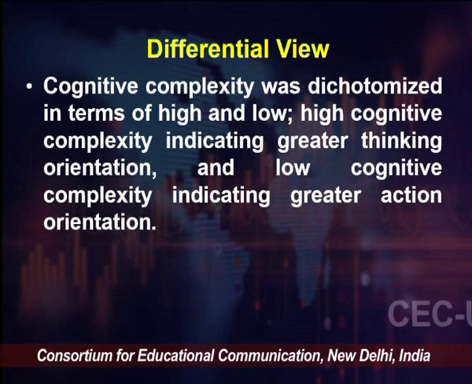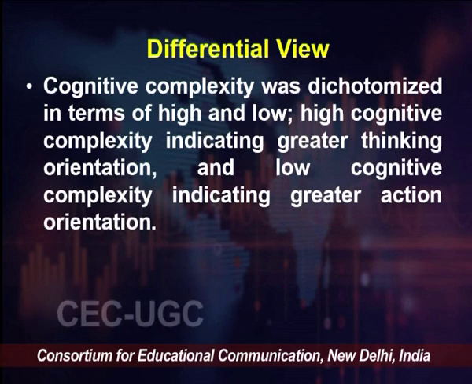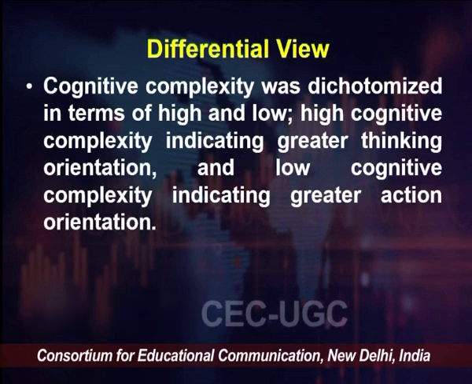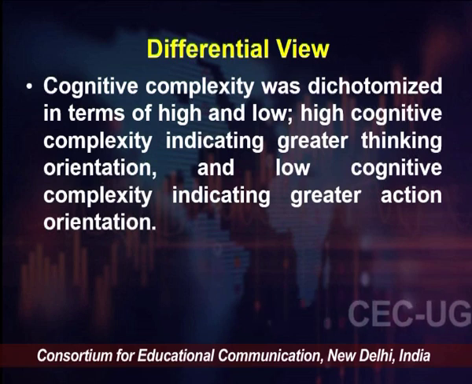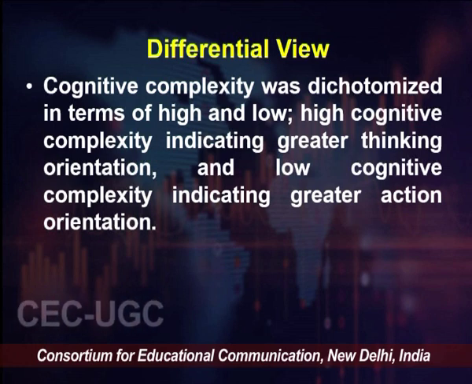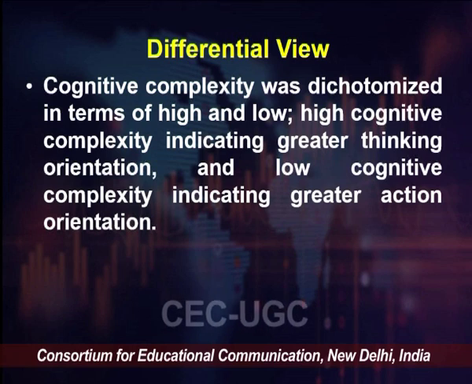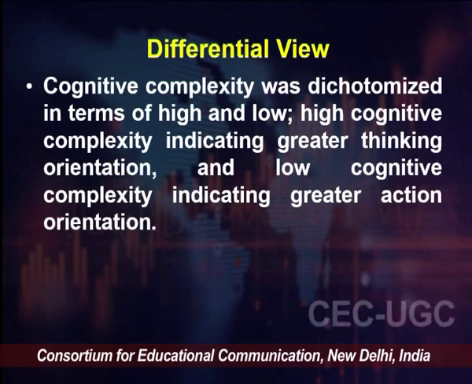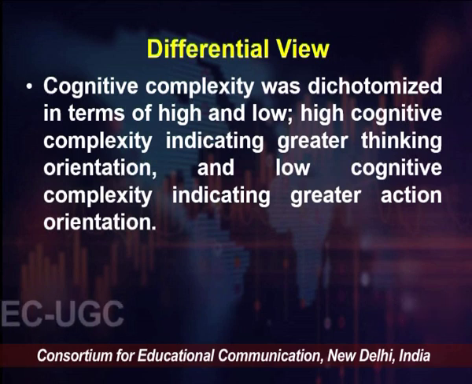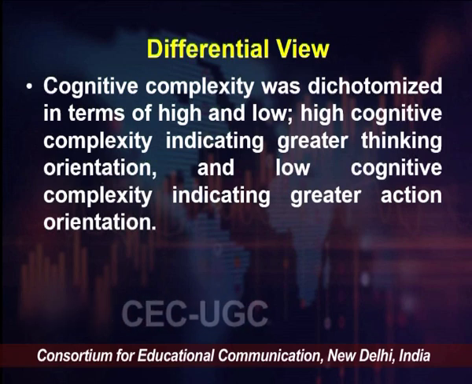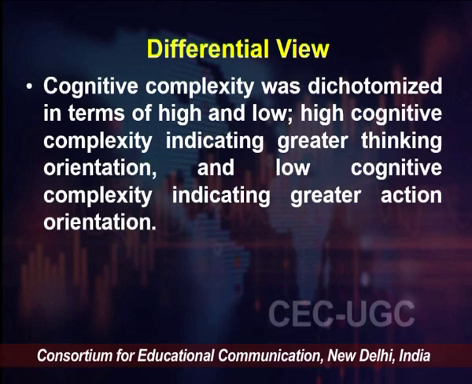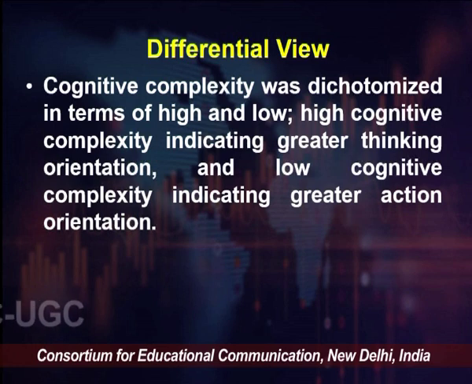Cognitive complexity was dichotomized in terms of high or low. High cognitive complexity indicates greater thinking orientation, whereas low cognitive complexity indicates greater action orientation. So, these two different orientations, thinking orientation and action orientation, come to the fore when we talk about cognitive complexity.